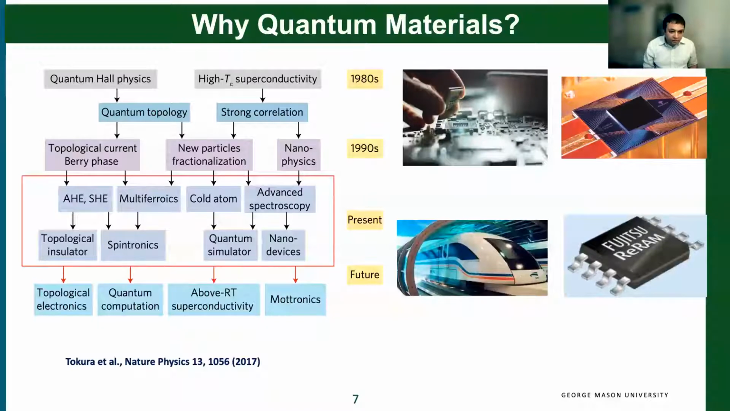Room temperature superconductivity or above room temperature superconductivity can be another game changer, right? Superconductors can be used to generate very large magnetic fields, then we can think about levitating trains and so on.